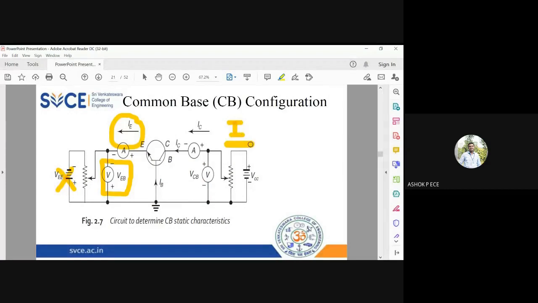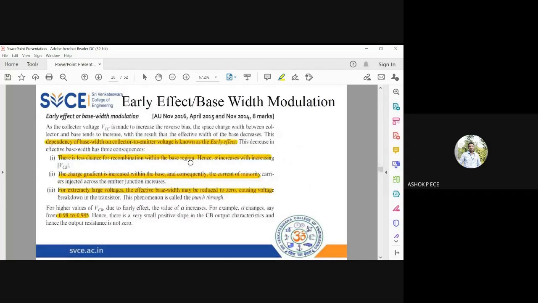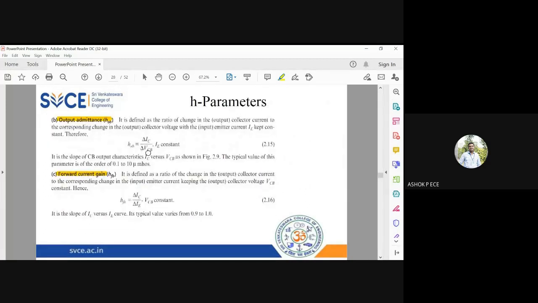Impedance is V by I. Now admittance is I by V. So what is the output current? IC. Okay. What is the output voltage? VCB. When you measure the output characteristics, the input current is made constant. So delta IC by delta VCB at constant IE. See here, delta IC by delta VCB at constant IE. And it is called as HOB. H in the hybrid parameters, O is the output admittance, and B is the common base configuration.